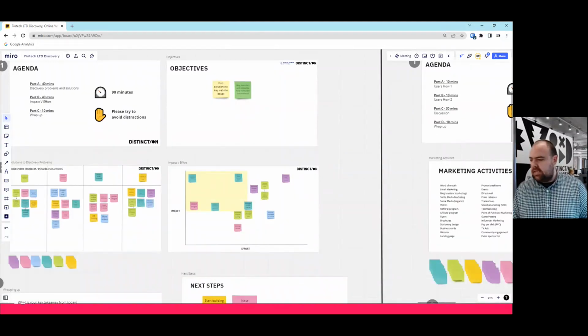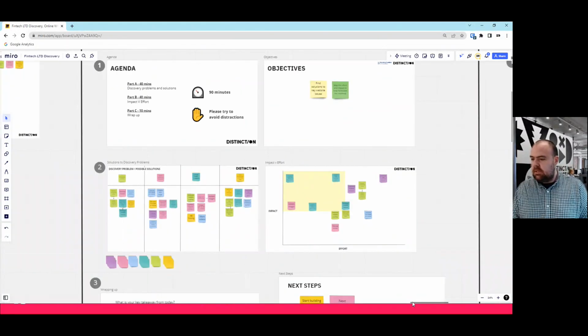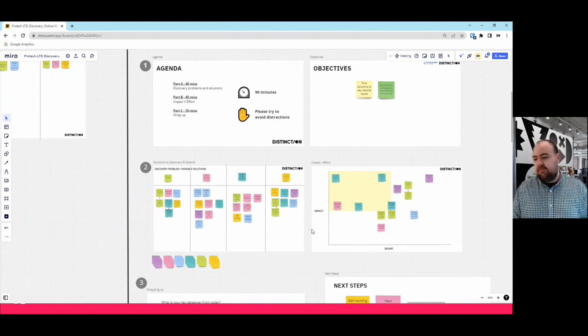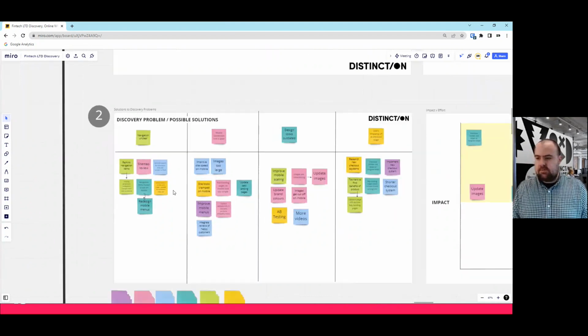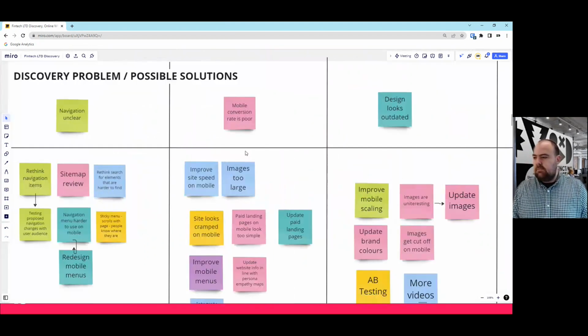Workshop 2 is basically mapping out the problems. This is a key part of discovery sessions, because to get solutions, you need problems, and to get good solutions, you need to rank them. So here are all the solutions for the key problems: the navigation being unclear, mobile conversion rate is poor, the design looks outdated.